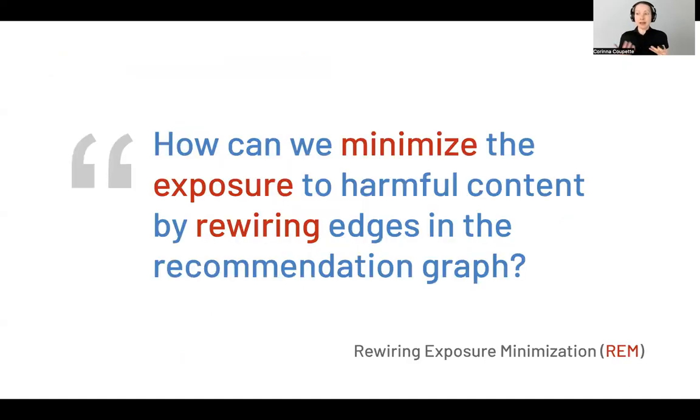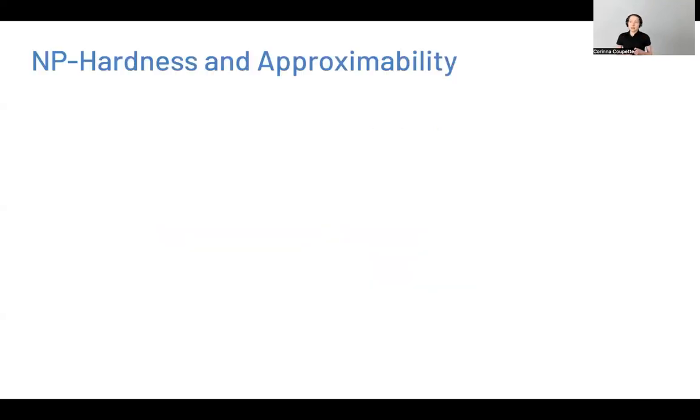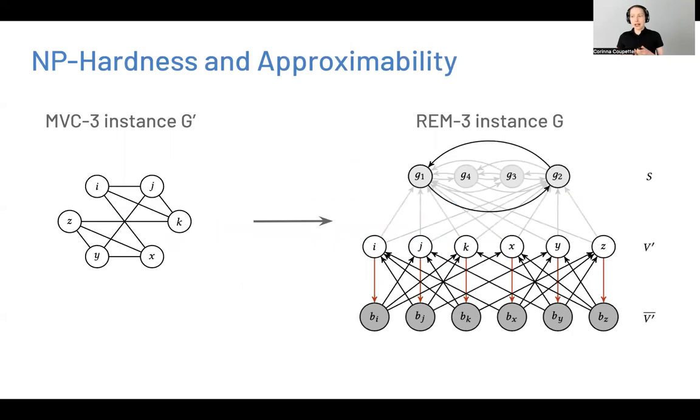We then study the rewiring exposure minimization problem, or REM problem for short, which asks, how can we minimize the exposure to harmful content by rewiring edges in the recommendation graph, that is, by replacing certain recommendations with others? Analyzing the problem theoretically, we prove that the REM problem is NP-hard and NP-hard to approximate to within an additive error, constructing a really fun reduction from minimum vertex cover.